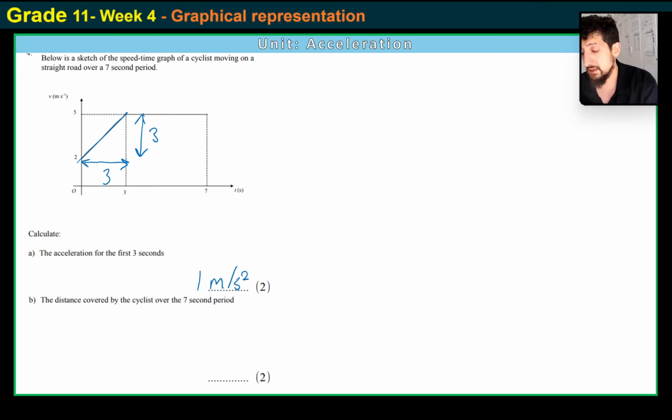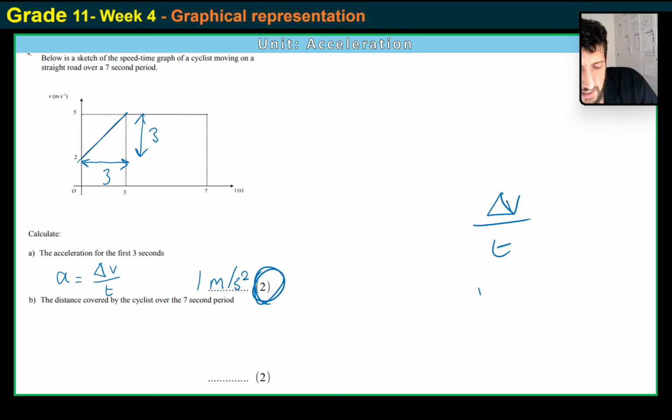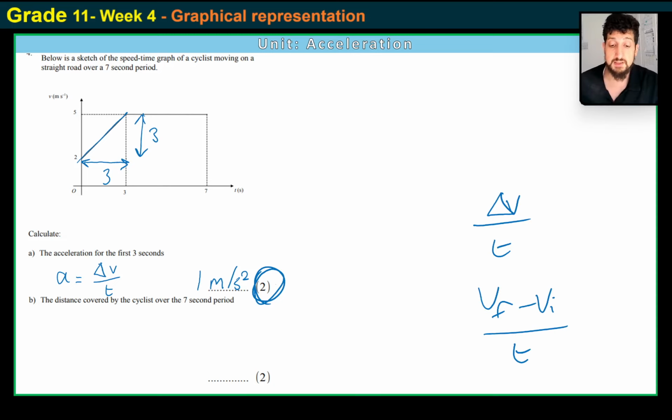Okay? And in the quiz, you have to say acceleration, because it's worth 2 marks, right? It's worth 2 marks. So you have acceleration equals change in velocity over time, or change in time. It doesn't matter. You can say change in velocity over time. You can say Vf minus Vi over t. You can say V2 minus V1 over T2 minus T1. They are all correct, okay?